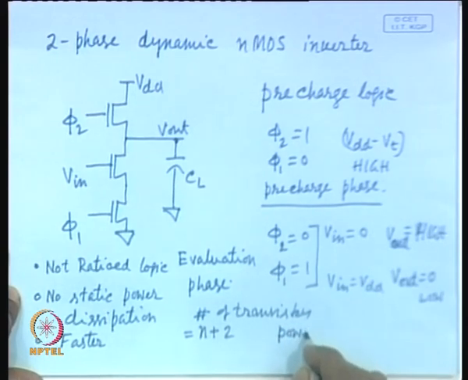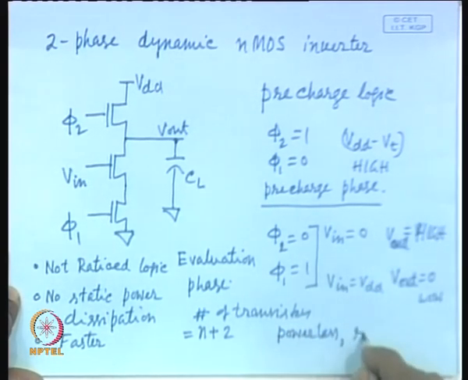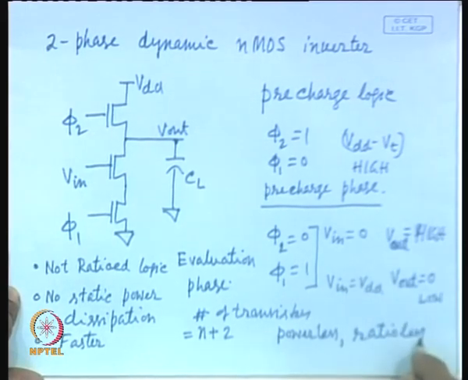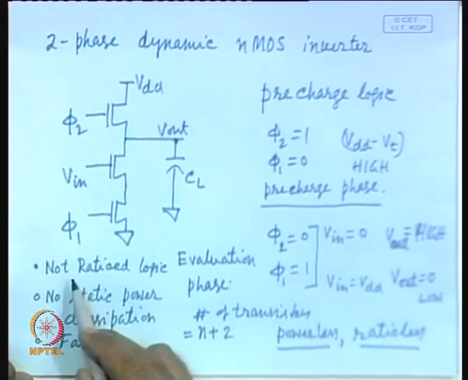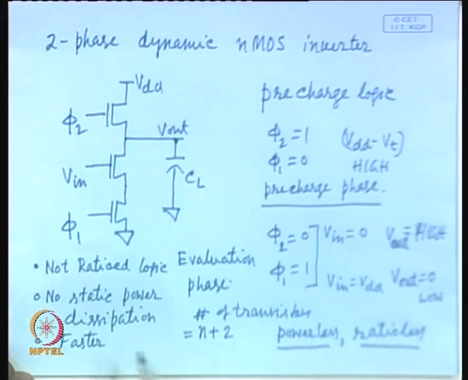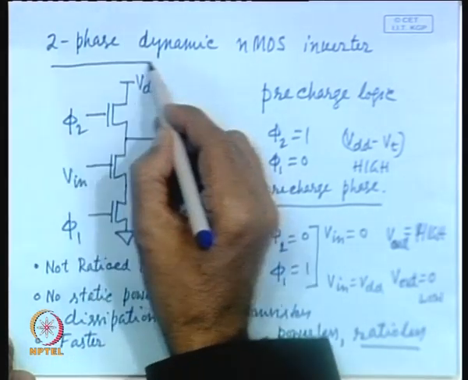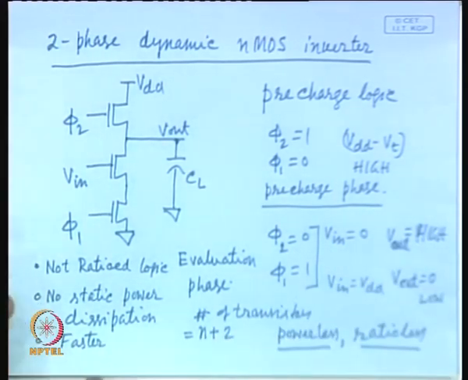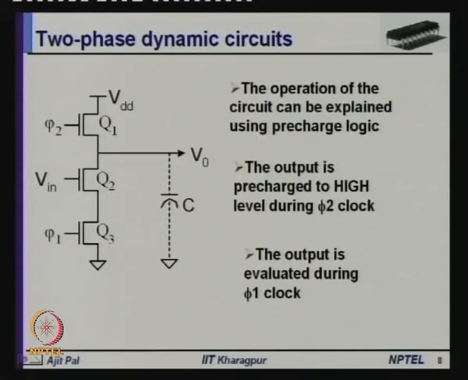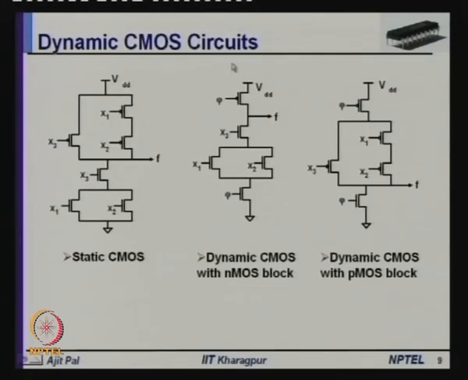So, we find that it has got very good features, and that is the reason why it is called powerless, ratioless. Powerless because there is no static power dissipation, and ratioless because it is not ratioed logic, and of course, it is faster in operation. So, this two phase dynamic NMOS inverter has got very good features and it is widely used. However, we are more interested in CMOS circuits. So, we can realize dynamic CMOS circuits by extending the idea of static CMOS, and here as you can see how we can do that.